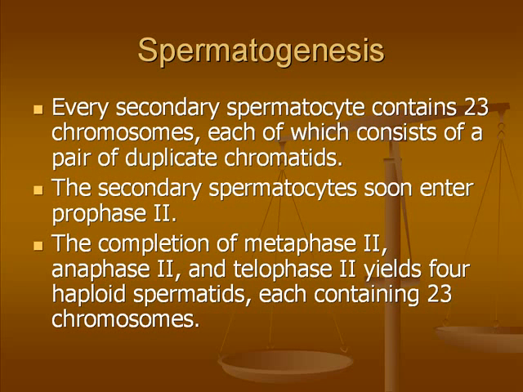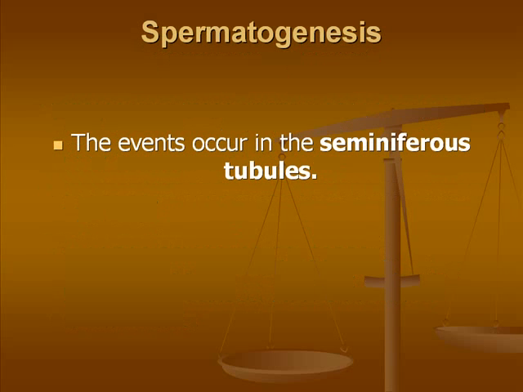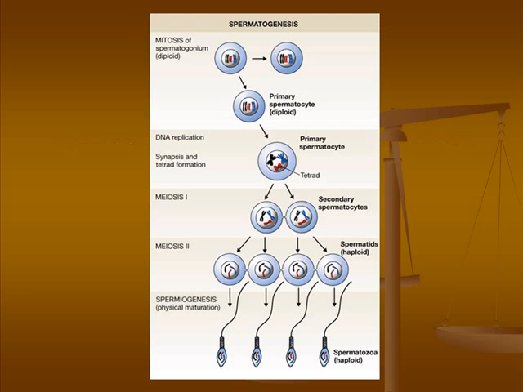The secondary spermatocyte then soon arrives into prophase 2, and the completion of metaphase 2, anaphase 2, and telophase 2 will yield a grouping of haploid spermatids, which each contain 23 chromosomes. Now all of this occurs in the seminiferous tubules, which is the take-home point. In spermatogenesis, these processes take place in the male reproductive system in the seminiferous tubules. And these illustrations are out of your book. It just goes through the steps of development of the primary and secondary spermatocytes, then eventually the haploid spermatids, and eventually the spermatozoa, which are haploid.